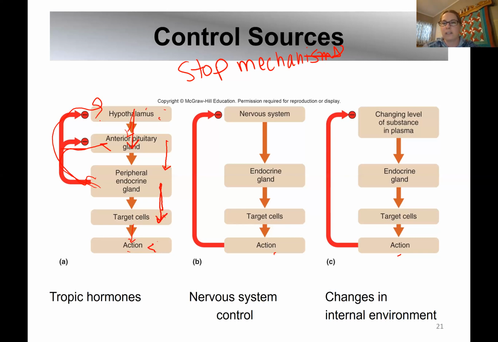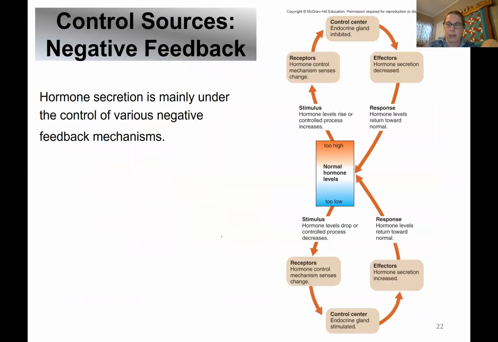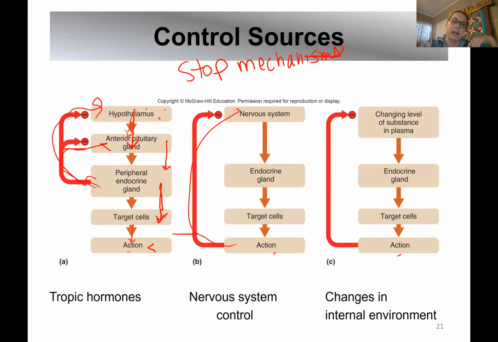Now with the nervous system, when the action happens, it goes back to the nervous system and causes it to stop. Take changes in the environment: if you have too many hydrogen ions, acidic conditions, once bicarbonate is released, or the lungs start to breathe faster and get rid of the excess carbon dioxide, that gets rid of the excess hydrogen ions. That changes the level of hydrogen ions in the blood, and so we can stop sending the message to tell the body to breathe faster.